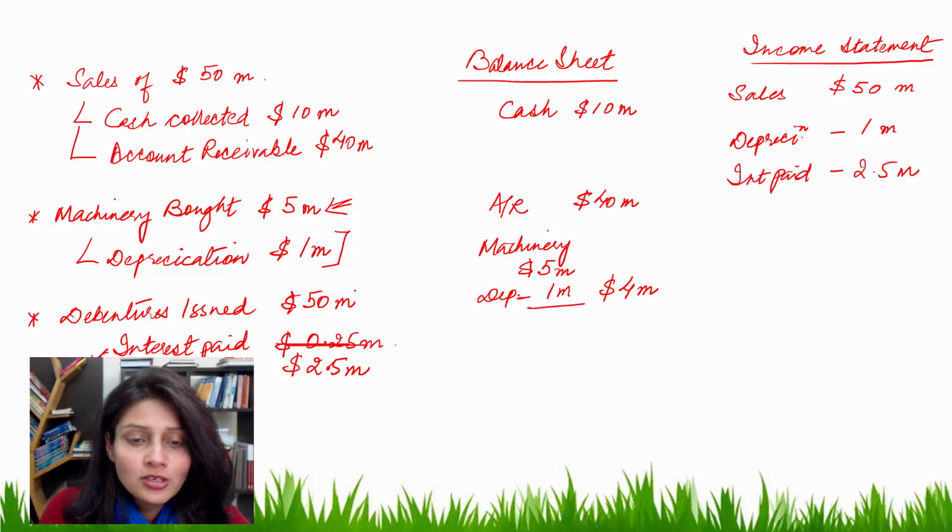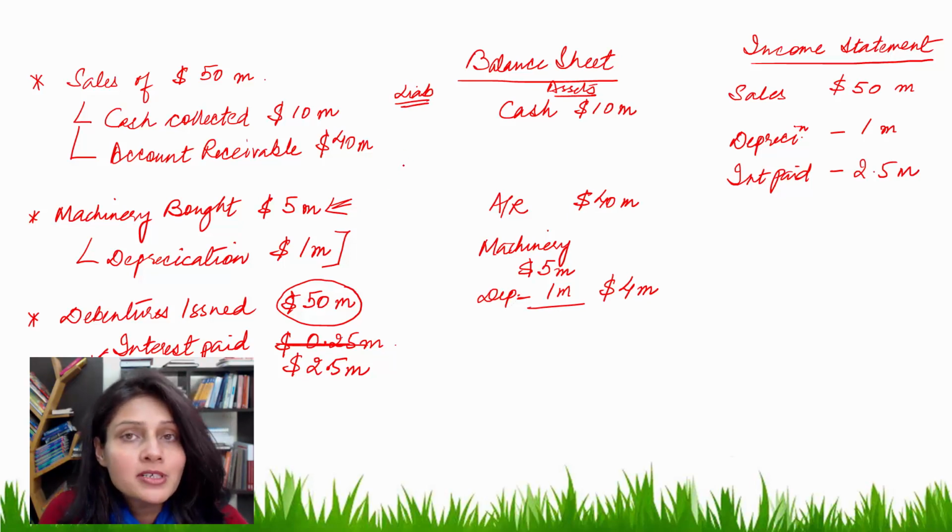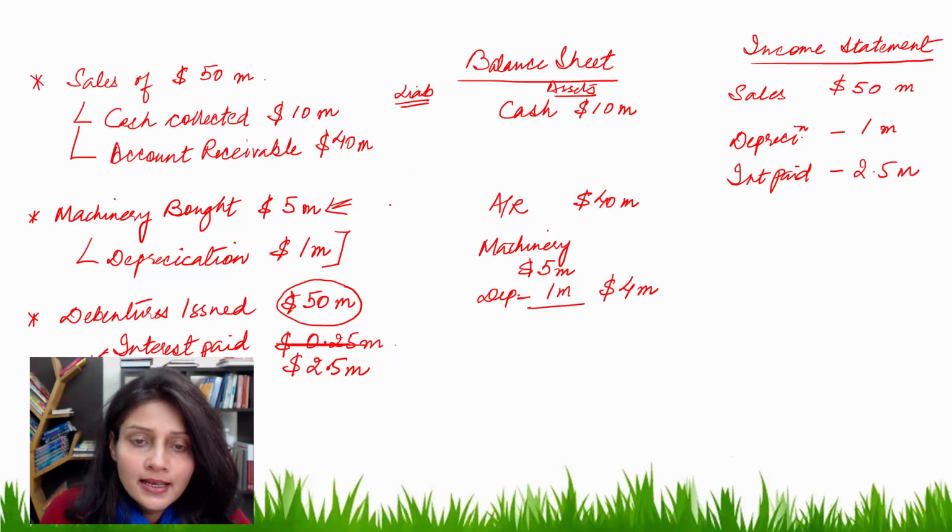And this information will come on the balance sheet on the liabilities side. So while these are assets, we also have liabilities. And apart from any other transaction that may have happened in the past periods, let's say that we have a debenture amount added as 50 million.